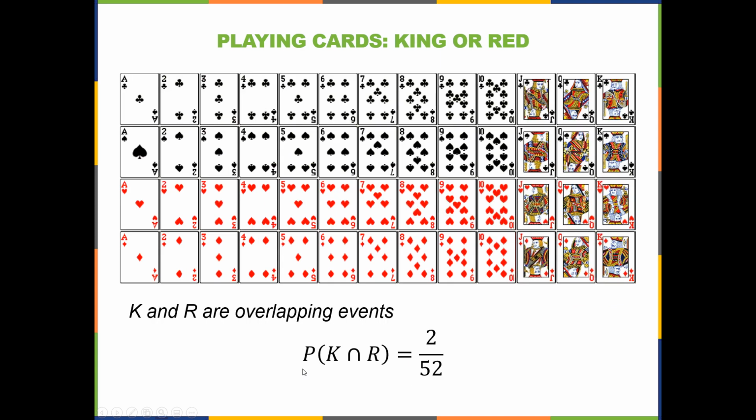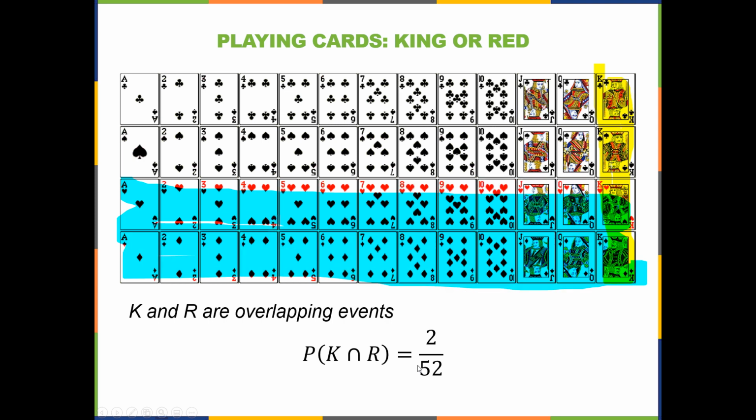What about king or red? So we have our kings here, all our red cards, and you can see where the overlap is here in green. So the probability of the intersection is not 0, so they're not mutually exclusive events, they're overlapping events, 2 out of 52, which would reduce to 1 out of 26.